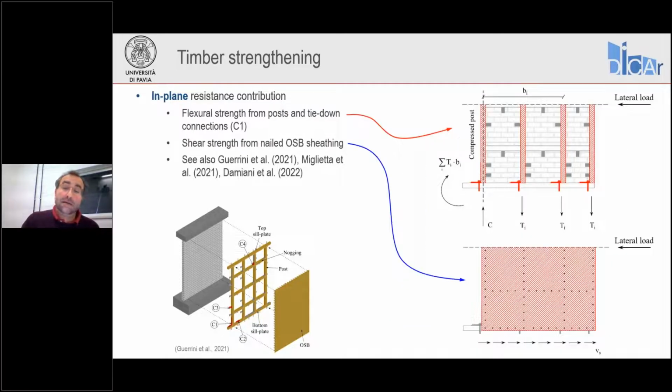Instead, as concerns the in-plane response of the retrofit, it's very important, as I was saying, to consider the effect of the connection between the vertical posts and the top and bottom floors or the foundation, in order to take advantage of the flexural contribution of the retrofit, while the nailed OSB sheathing can be considered effective in adding a component to the shear resistance.